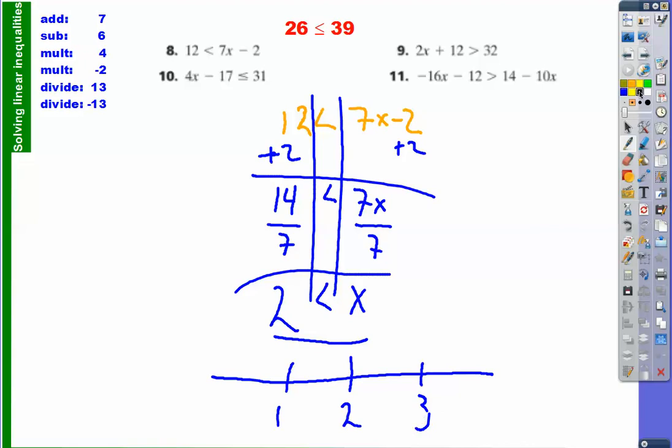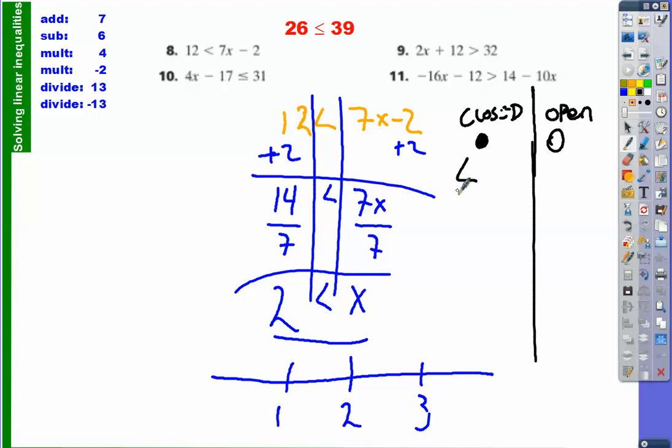Now, you will remember that we have two different kinds of dots. We have closed dots, and we have open dots. Now, a closed dot means that the solution is where that dot is located. So that means a closed dot will have less than or equal to, or greater than or equal to, and open does not include the solution set.